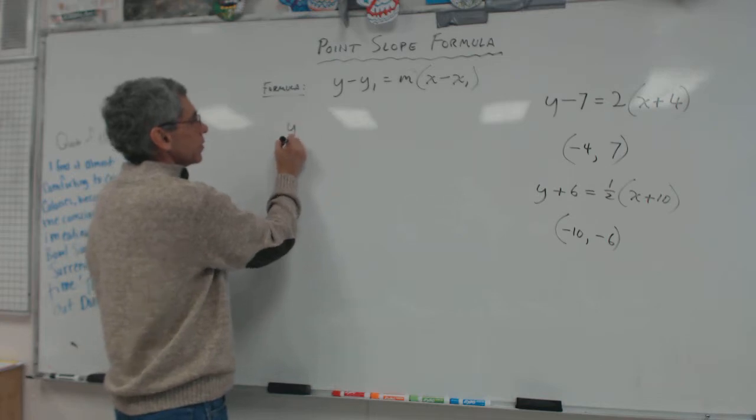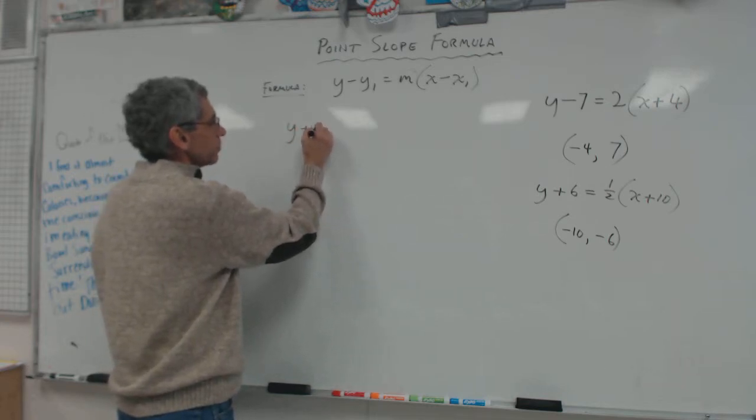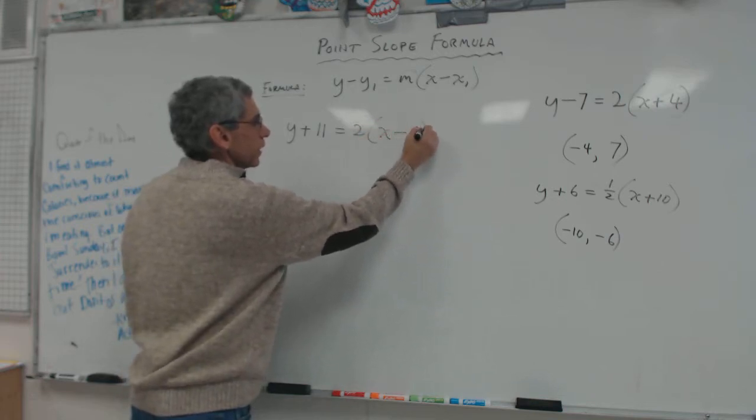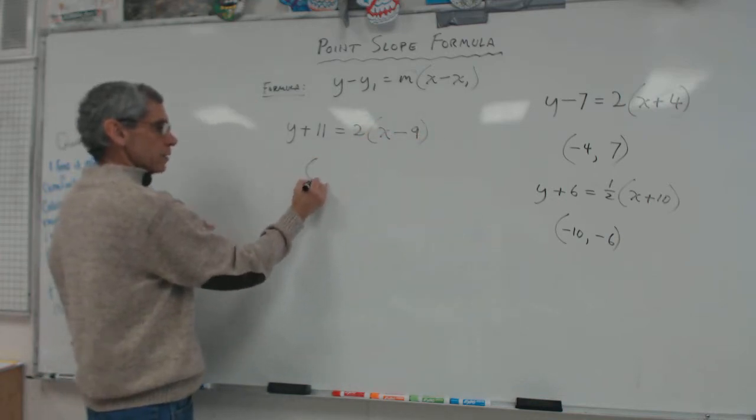So y plus 11 equals 2 times x minus 9. What's my point?